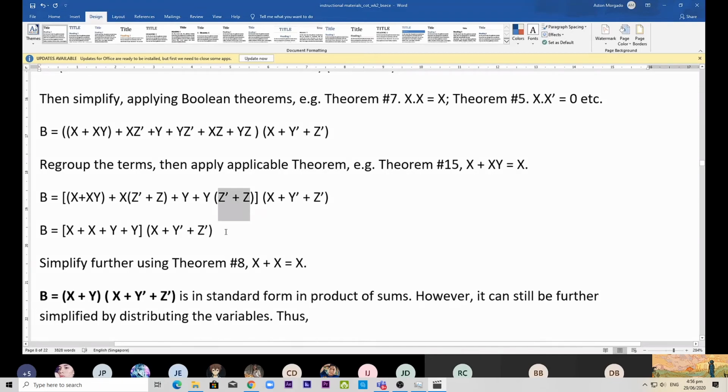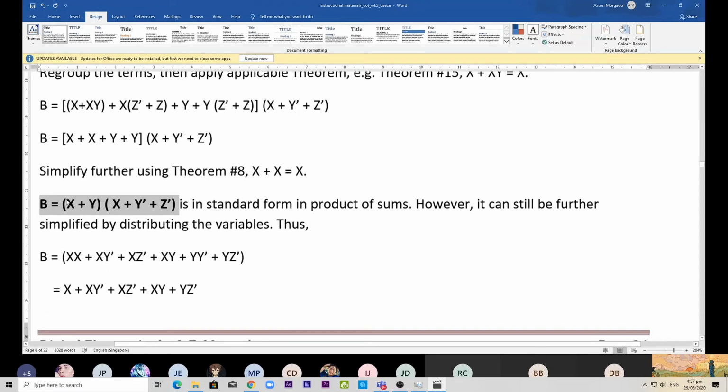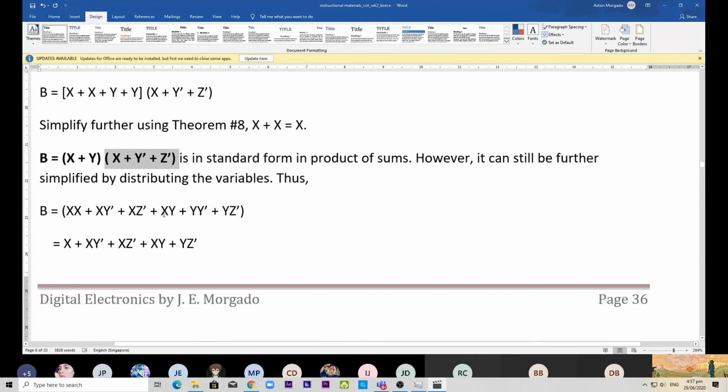So the tentative answer is x plus y times x plus y prime plus z prime. But that's not the end yet. We shall distribute the term x plus y with the term x plus y prime plus z prime. So we distribute the x first: xx plus xy prime plus xz prime. Then distribute the y: xy plus yy prime plus yz prime.